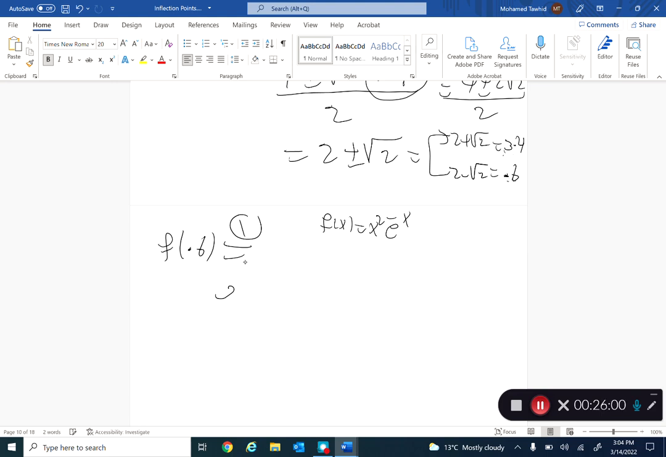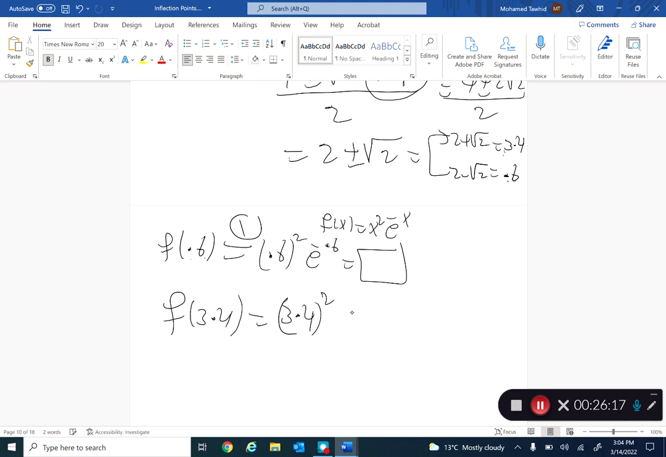So if I need to get f(0.6), it will be 0.6 squared e to the power negative 0.6. Just go ahead and find the number here, whatever it is. And f(3.4) will be 3.4 squared e to the power negative 3.4. You have to use technology to get the number. It will be finite numbers, which means 0.6 is inside the domain, and 3.4 is inside the domain.